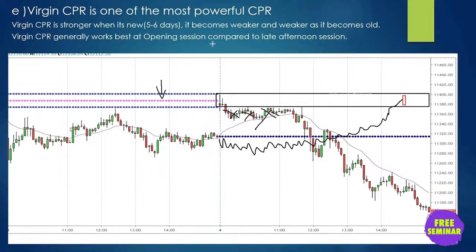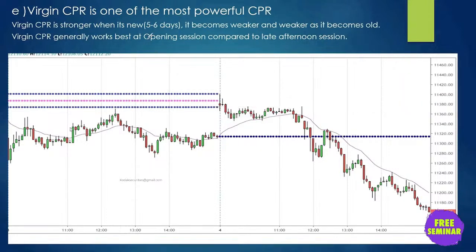Will I short on this red candle, because now it came near the resistance? I will not be interested to short, because it's late afternoon. Breakouts are very common in the late afternoon. Many times I've seen it easily break the virgin CPR. It will not respect the virgin CPR. Instead of reversing, it keeps going up, breaking the virgin CPR.